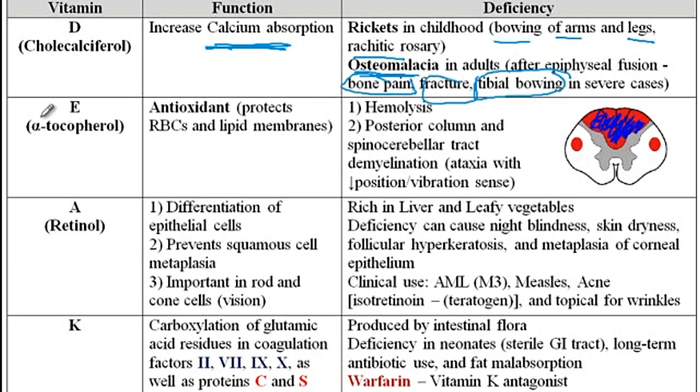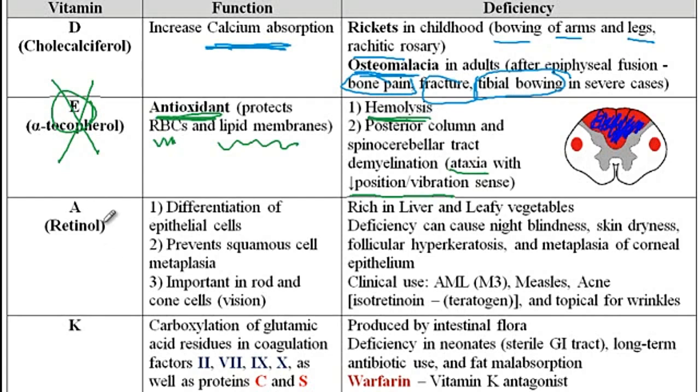tibial bowing. The next vitamin is vitamin E, which, as I just discussed earlier, can cause posterior column as well as spinocerebellar tract demyelination from its deficiency, which causes ataxia as well as loss of position and vibration sense. In addition, vitamin E is a very strong antioxidant, and thus it will protect red blood cells and lipid membranes against oxidation. So if there is vitamin E deficiency, then it would lead to hemolysis.